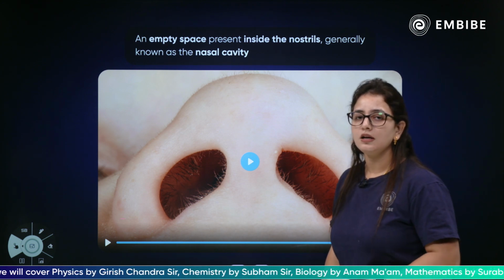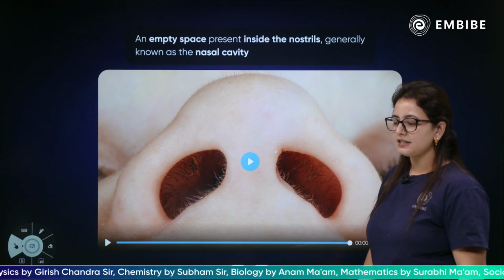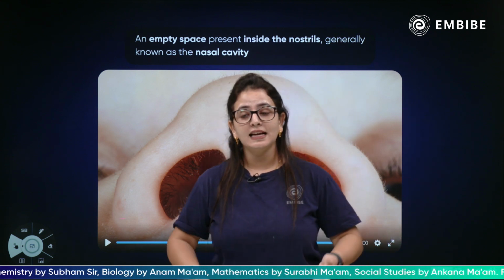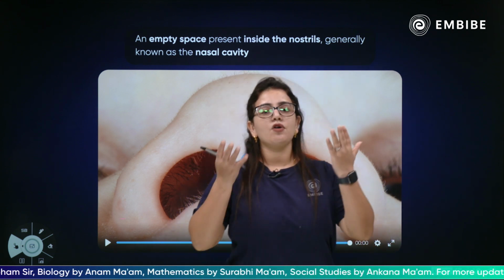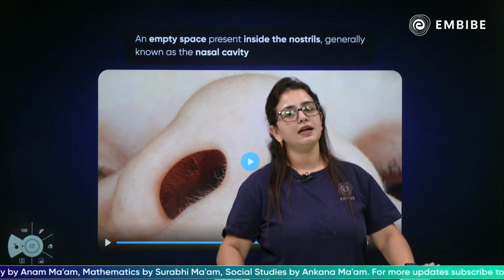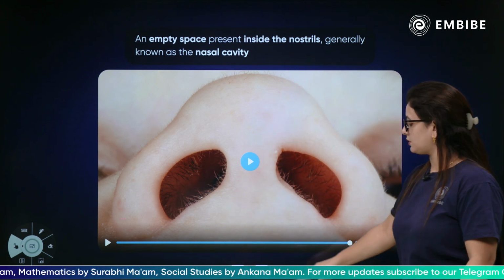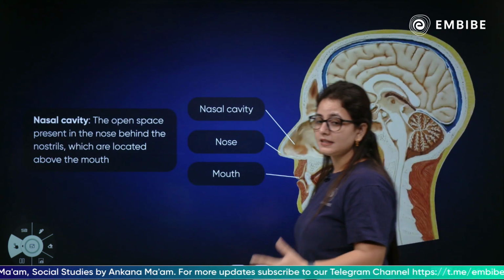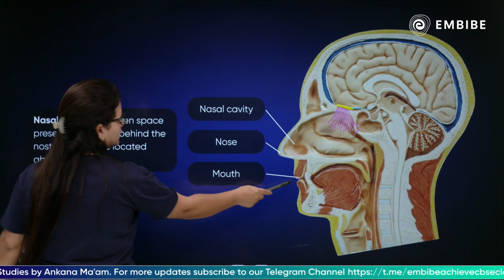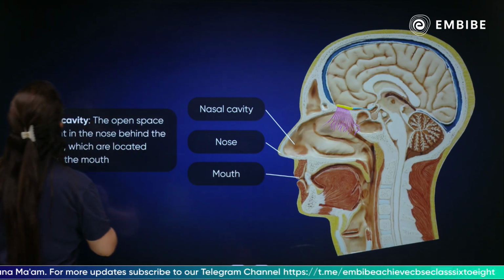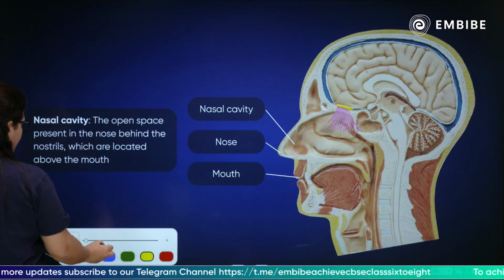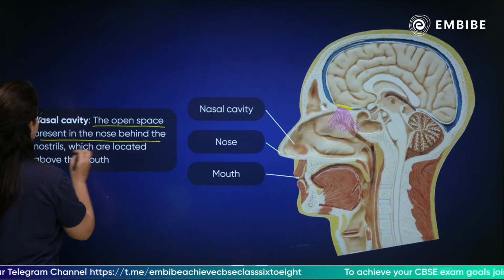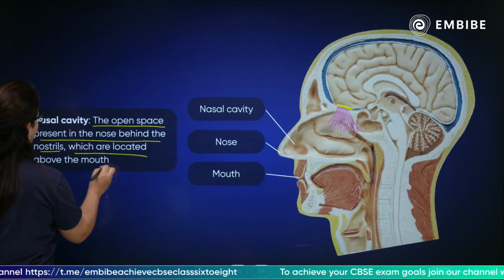It can reach your respiratory system for the exchange of gases. The nasal cavity is only a passage for inhaling and exhaling the air. It's just an empty space creating a passage for the air. Next, what is the nasal cavity? You can clearly see this is your mouth, this is your nose, and this is your nasal cavity. The nasal cavity is the open space present in the nose behind the nostrils, which are located above the mouth.